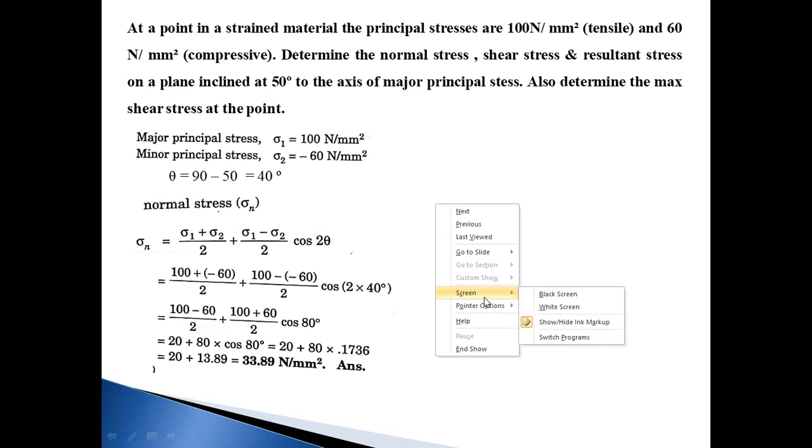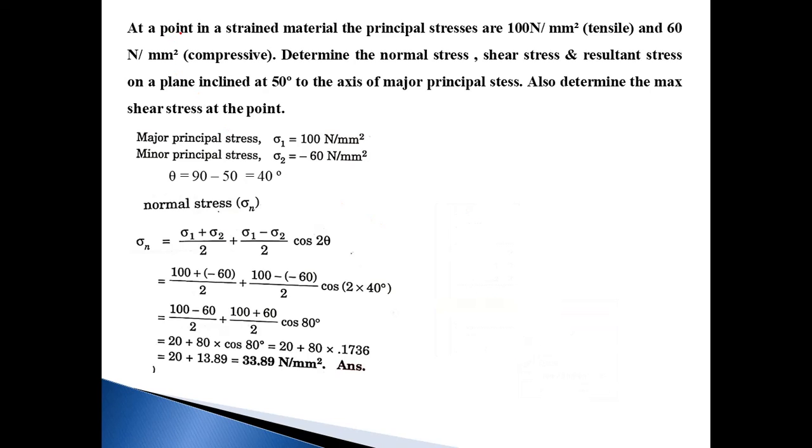So let us see one more problem. A point is strained on a material. The principal stresses are 100 Newton per mm square tensile and 60 Newton per mm square compressive. Determine the normal stress, shear stress, and the resultant stress on a plane inclined at 50 degrees to the major axis, that is the major principal axis. Also determine the maximum shear stress at the point.